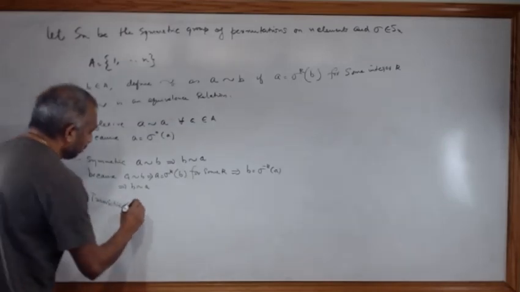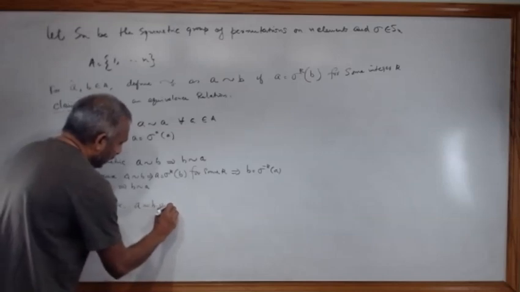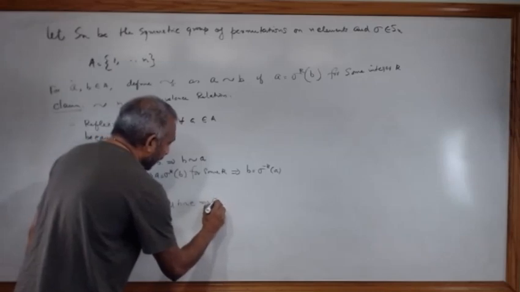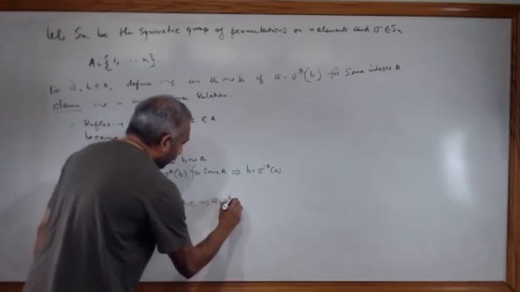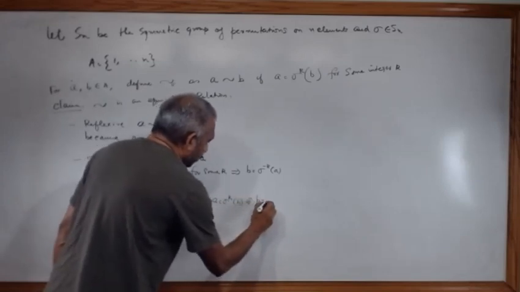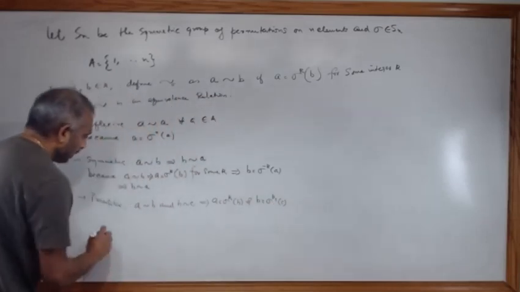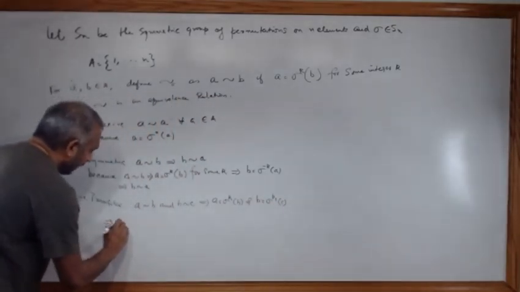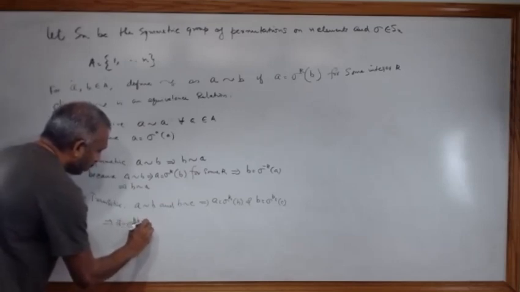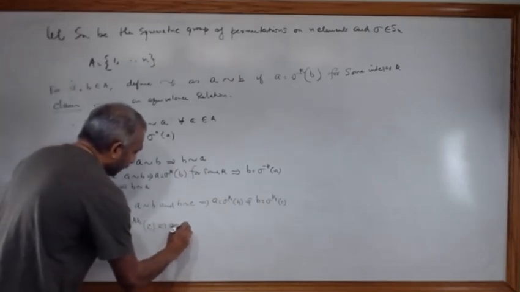And it's also transitive because a is related to b and b is related to c implies a is equal to sigma to the power of k1 of b, and b is equal to sigma to the power of k2 of c. And that implies a is equal to sigma to the power of k1 plus k2 of c. And that implies a is related to c.